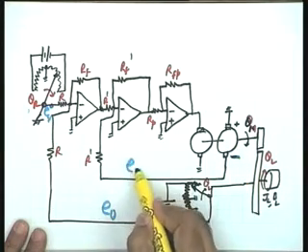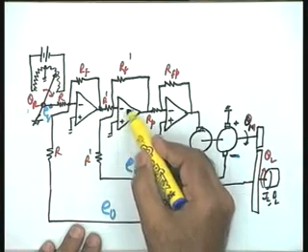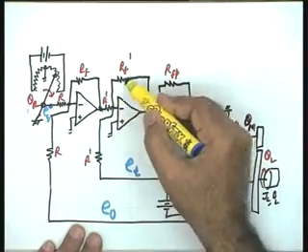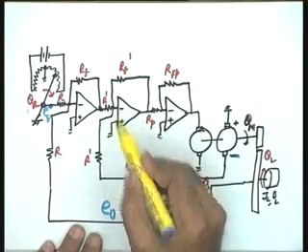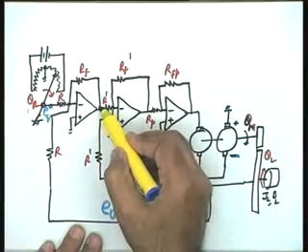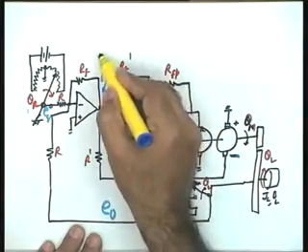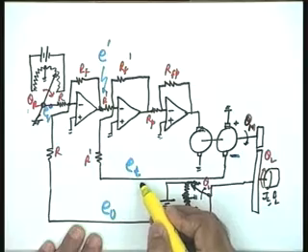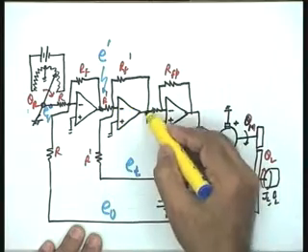This tacho generator voltage is ET with a negative sign. So, it means this particular amplifier is again working as a differential amplifier with gain minus RF dash by R dash. And what is the input? The input to this amplifier is this voltage. You could give some name to this voltage. Let us say E dash. This E dash minus ET multiplied by RF dash by R dash with a negative sign will be the voltage available at this particular point.